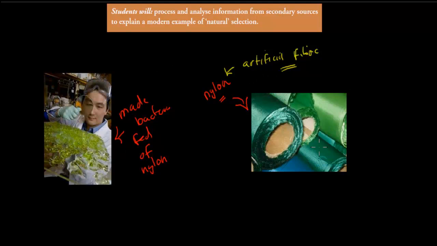And this is what this dot point is all about. It says students will process and analyze information from secondary sources to explain a modern example of natural selection. And that's what we're going to do in this video. We're going to talk about the nylon feeding bacteria and how we made this happen.